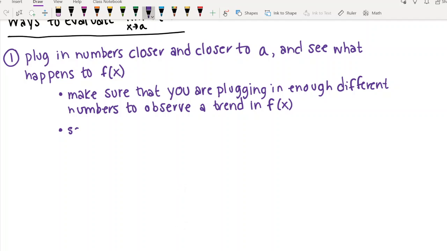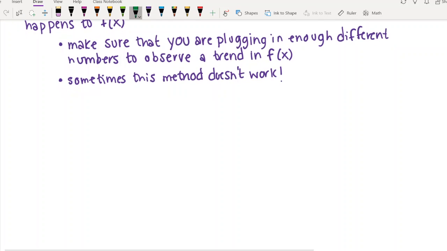So I just want to say sometimes this method doesn't work. So I just want to show you one quick example, a counterexample that shows you how what we were doing yesterday could fall apart. So let's look at a specific example of this. So let's say that you are trying to find the limit as x approaches 0 of sine of pi divided by x.